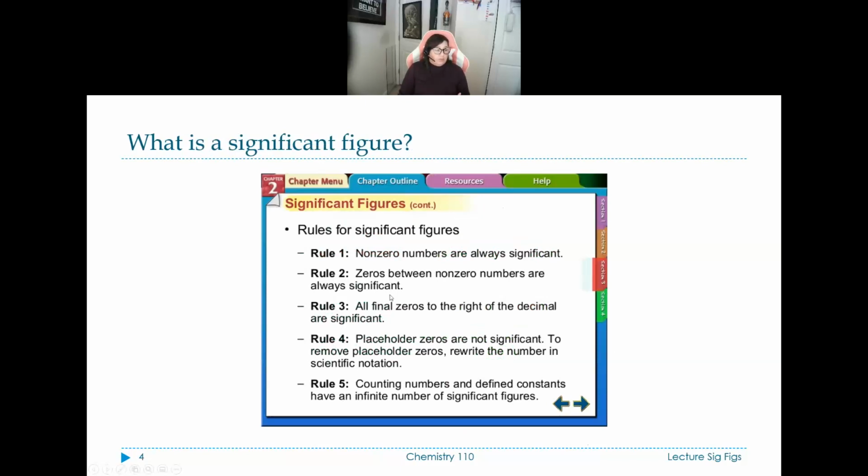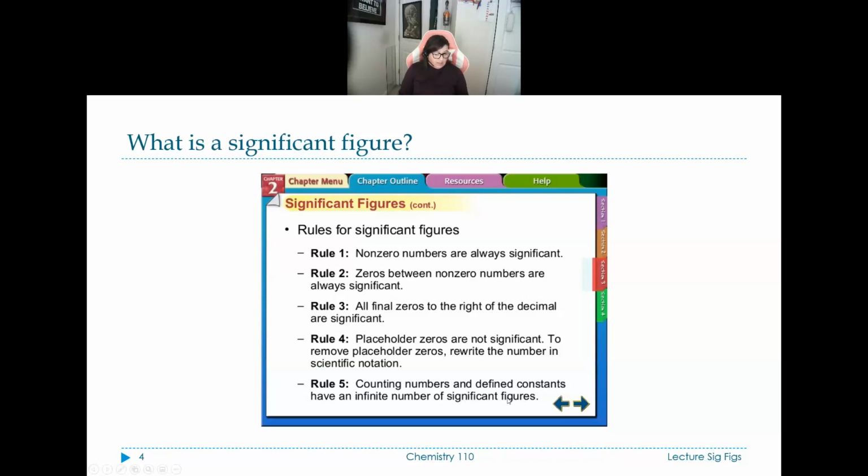So one more way to look at, again, looking at the rules for the sig figs one more time. Non-zero numbers are always significant. Zeros between non-zero numbers are always significant. All final zeros to the right of the decimal are significant. Placeholder zeros are not significant. And to remove them, we write the number in scientific notation. And then rule 5, counting numbers, 1, 2, 3, out in front of moles, that's typically what we're talking about, that kind of thing. Those are what we would call an infinite number of sig figs.